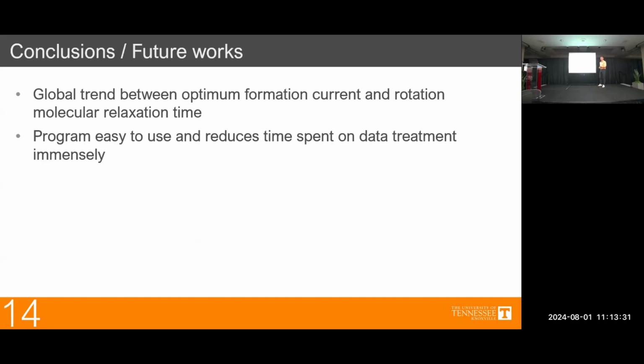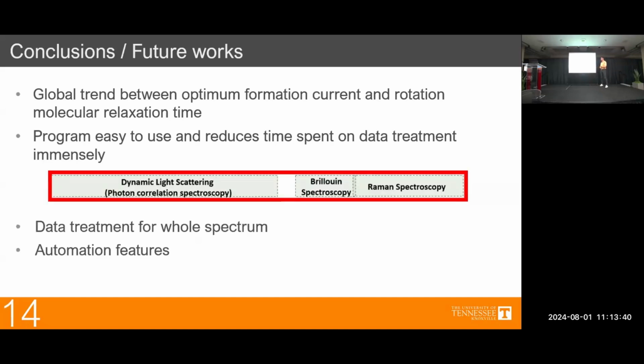And in terms of my program, I think it was easy to use, allows for other colleagues to use it as well, and reduces time spent on data treatment, which is very useful. In terms of future work, I plan on making my program inclusive of the entire spectrum of scattering to allow for even quicker data treatment. And in terms of automated features, that little bottom right corner there, I plan on making that functional, as currently it's just a nice looking blue square.